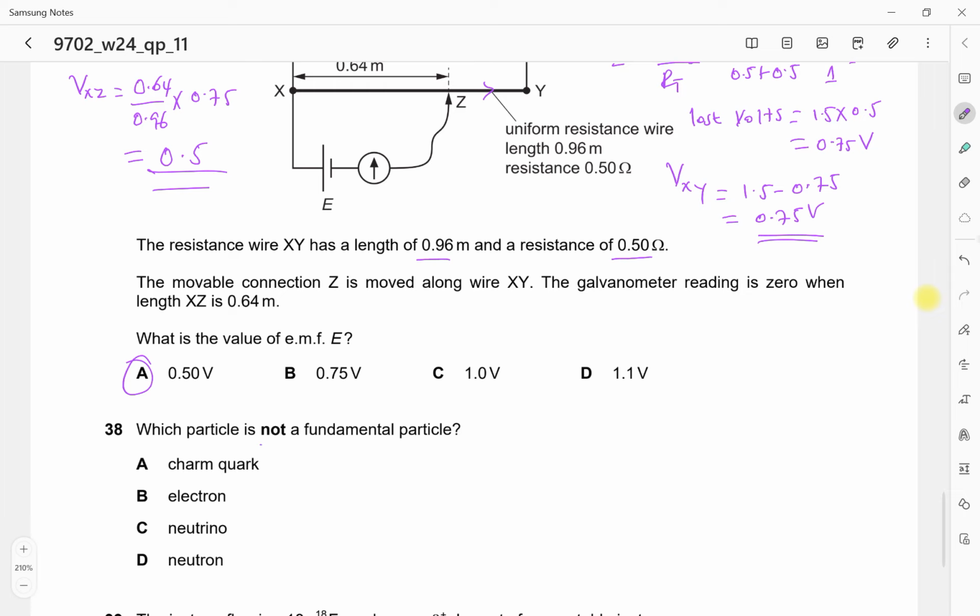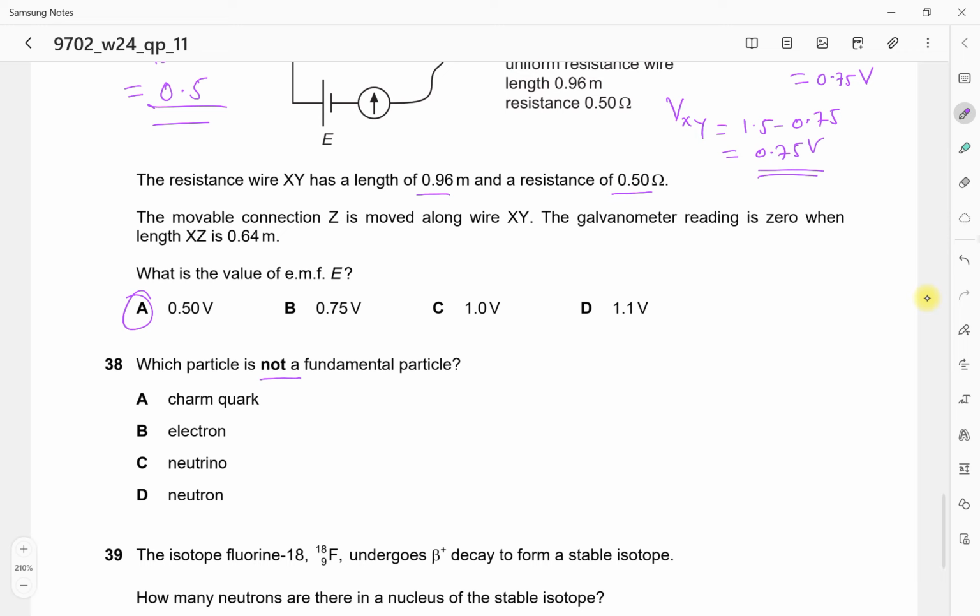Which particle is not fundamental? Fundamental particles are not made out of anything else. They are the simplest. Quarks are fundamental particles. Electrons are not broken down any further, so they are fundamental. Neutrinos are not broken down any further, so they are fundamental. But the neutron is not a fundamental particle because it is made up of 3 quarks, in fact up, down, down. So it is not fundamental because it is made up of quarks.